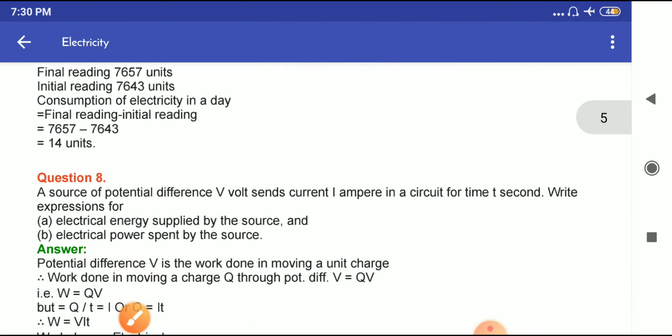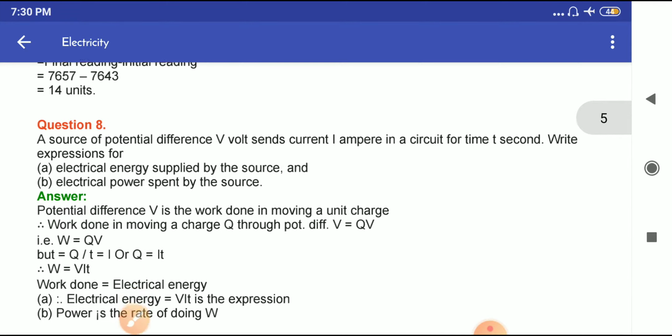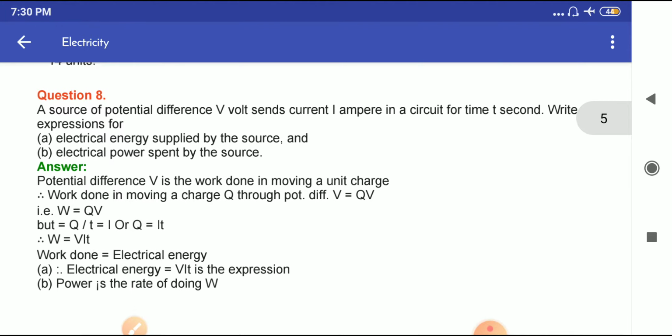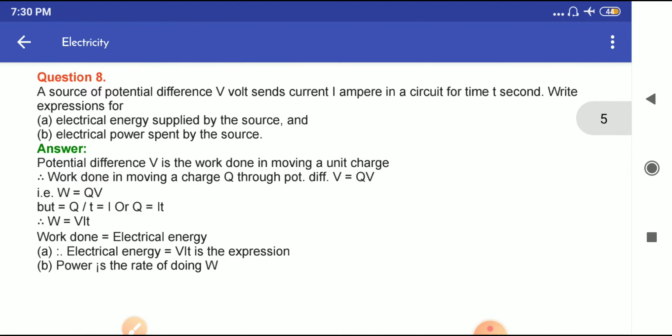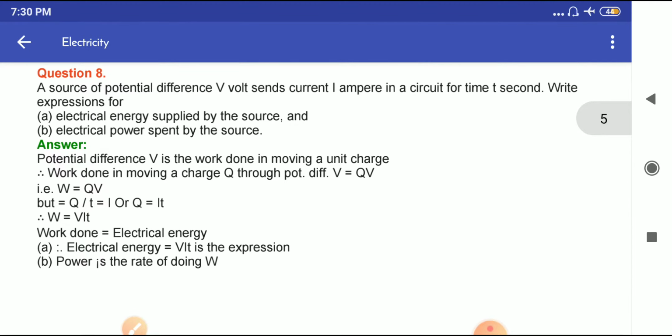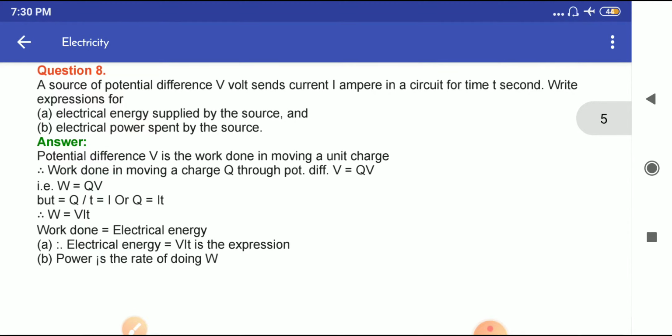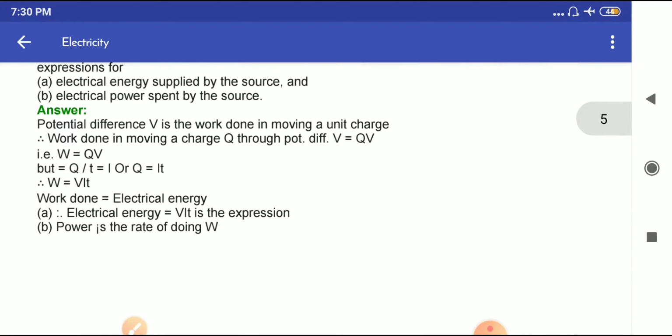Now question number 8, a source of potential difference V volt sends current I ampere in a circuit for time t second. Write expressions for electrical energy supplied by the source and electrical power spent by the source. Okay, so this is your answer.